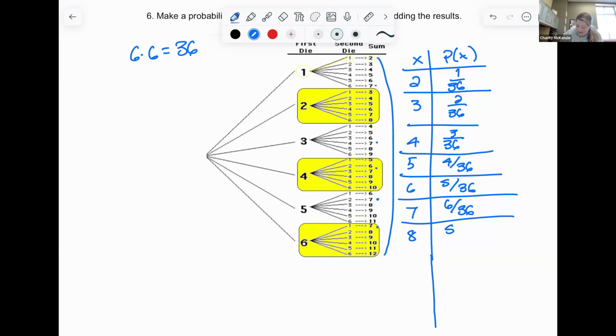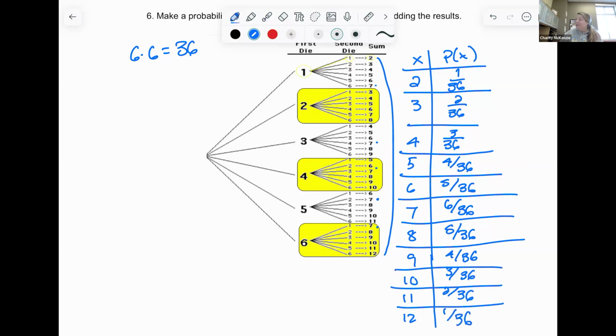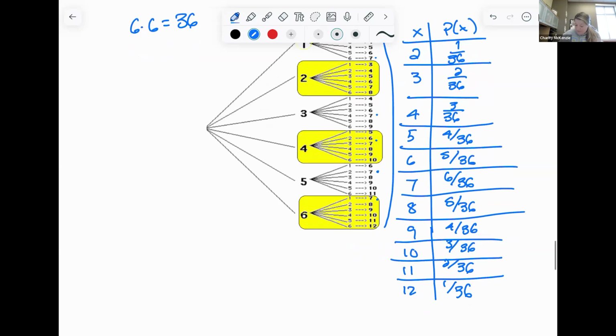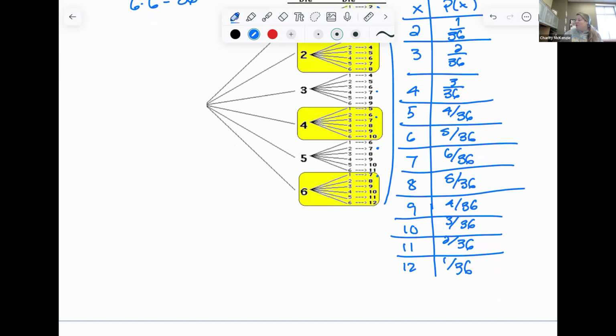So an 8 is 5 out of 36. The 9 is 4 out of 36. The 10 is 3 out of 36. And the 11 is 2 out of 36. And the last one is 1 out of 36. And that is a full probability distribution of rolling 2 dice and adding your results. Okay, I wanted to make sure to show that distribution because for some reason that one really gets people.